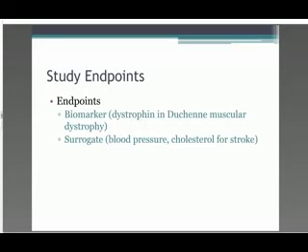Study endpoints can be a biomarker such as dystrophin in Duchenne muscular dystrophy, or alpha-glucosidase in Pompe disease. Creatine kinase could be another biomarker. A surrogate marker, which has been validated to basically be used in exchange for long-term outcome, could be blood pressure or cholesterol for stroke, for example.